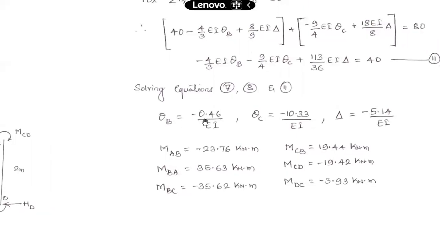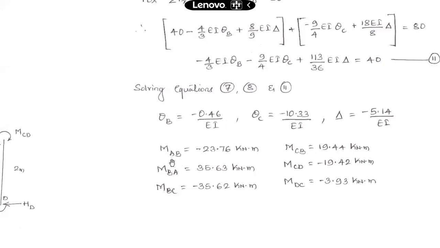Now when you substitute these three displacements, theta B, theta C and delta, in equations 1 to 6, which were for MAB, MBA, MBC, MCB, MCD and MDC. Earlier they were unknowns, now we have got the values of theta B, theta C and delta. When you use them in equations 1 to 6, you'll come to know what the moments at the joints A, B, C and D are.